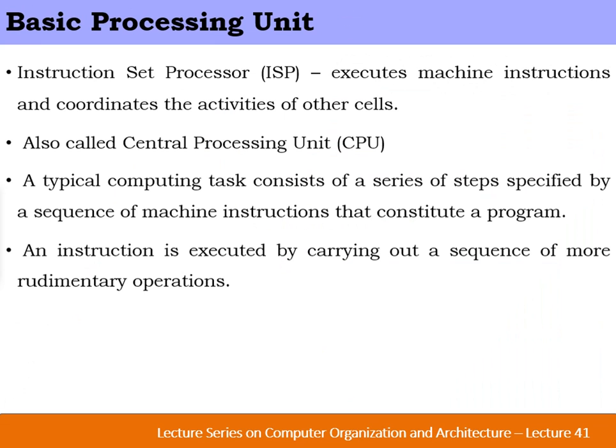Now in the basic processing unit, we are going to concentrate on the processor. The processor is used to execute the program or set of instructions or machine instructions, and it is also used to coordinate the activities of other units of the computer system. This basic processing unit we call simply a processor, or an instruction set processor, or also a central processing unit.